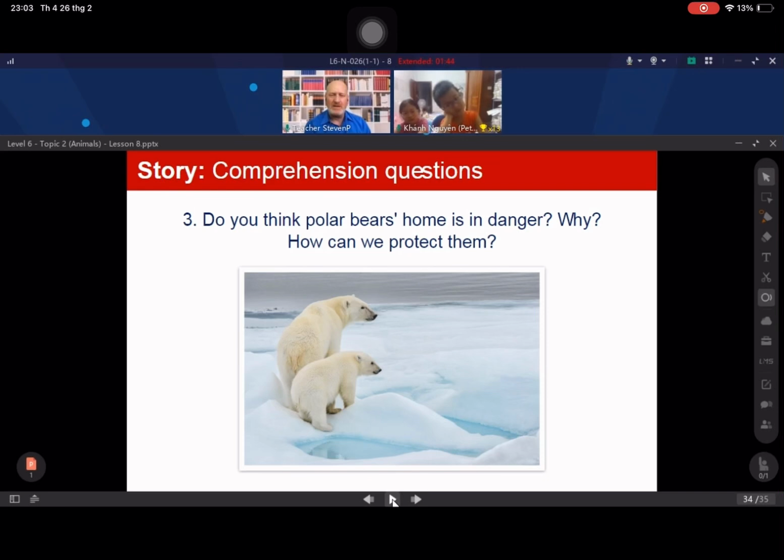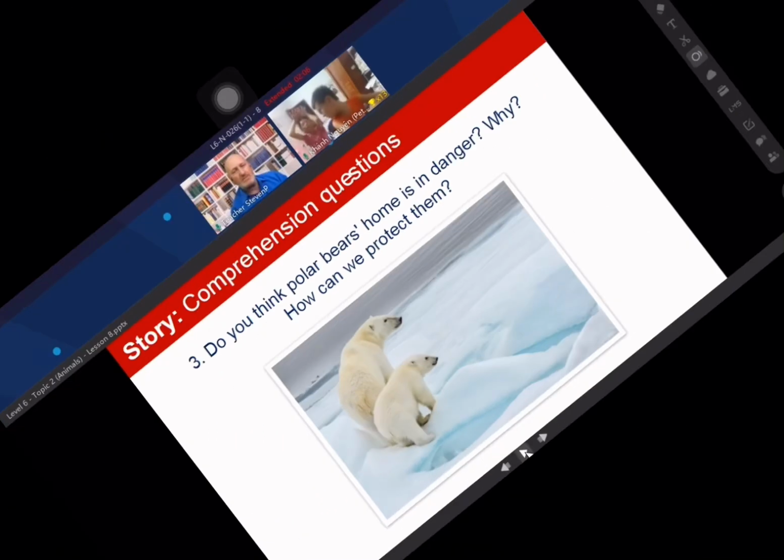So everyone, because of global warming, because the world is getting warmer and the temperature is getting warmer, the ice is melting, and so the polar bear's home is in danger. And we need to try not to make more pollution, because that is damaging the home of the polar bears, everyone.